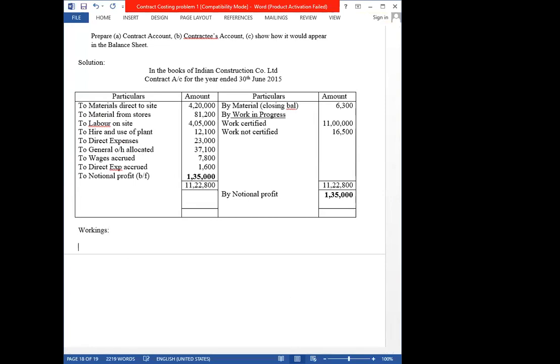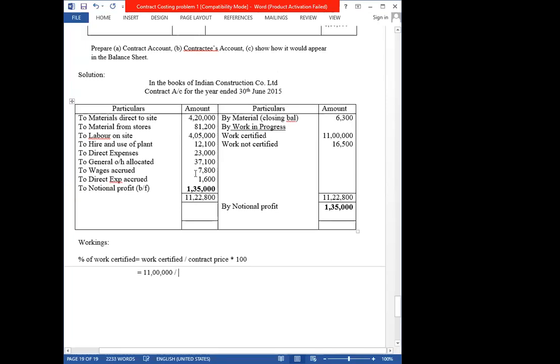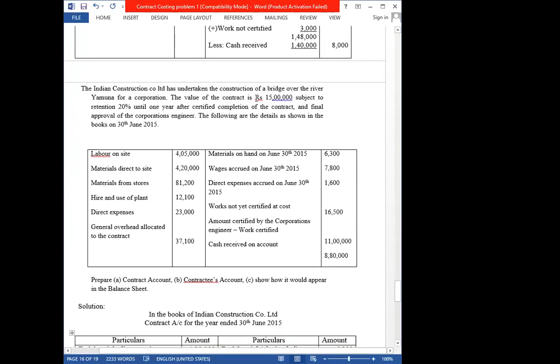Workings. First, you should know what is the percentage of work certified, because then only we can decide which slab it will be coming. How to calculate work certified? Percentage of work certified formula equals work certified divided by contract price into 100. So how much is the work certified? The work certified is 11 lakhs divided by the contract price. How much is the contract price? I think it is given in the first line. This 15 lakhs is called as contract price.